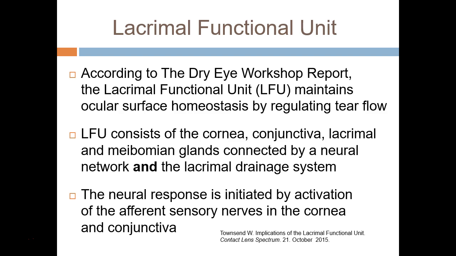It consists of the cornea, the conjunctiva, the lacrimal and meibomian glands, and most importantly, it's connected by a neural network, so a bunch of nerve endings on the surface of the eye, and all these structures, the cornea, the conjunctiva, the glands, and these neural network and the nerve endings includes the lacrimal drainage system. And the neural response is initiated by activation of sensory nerve endings on the cornea and the conjunctiva.